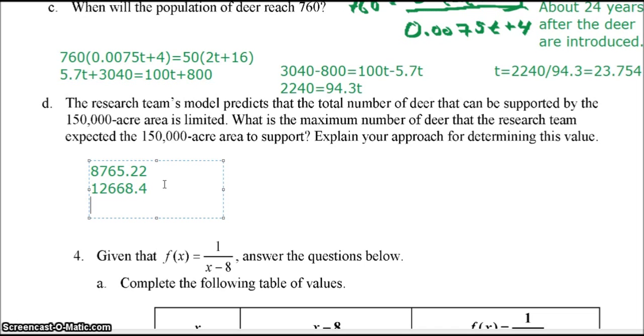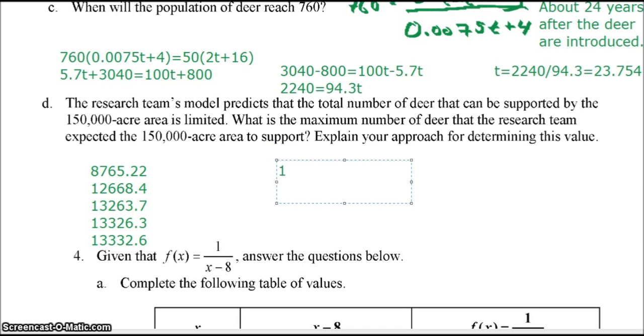Now if I plug in 100,000, I get 13263.7. Let's go to a million. 13326.3. Notice that the number is starting to level out. Let me add another 0. 10 million: 13332.6. If we keep going up, we're going to approach 13333.3. We're just going to get closer and closer to this number.